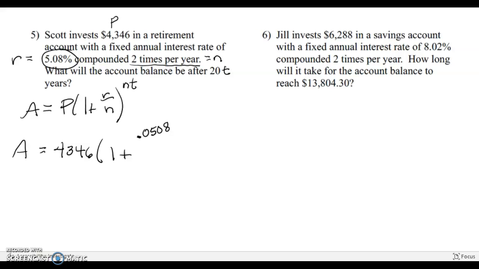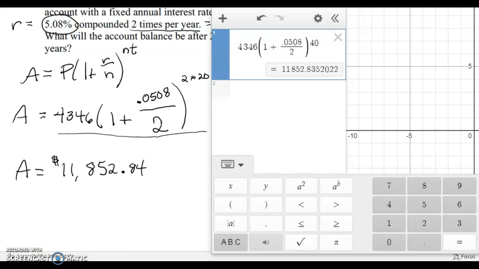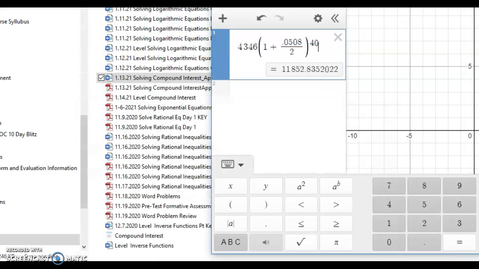That is written as a decimal, divided by N. N is 2, that's how many times it's compounded a year, to the NT power, 2 times 20. So I'm going to take my Desmos calculator and type this in literally just the way it is. Here I can show you how I put it into Desmos, and I got $11,852.84. And you just type it into Desmos just the way it is.